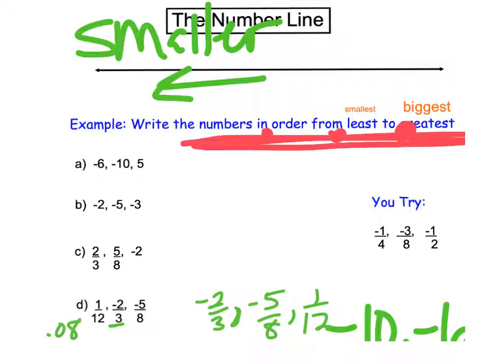Alright, you try this one, pause the video, and come back. And here's that final answer. Again, with all the negatives, you're kind of thinking in reverse. If you ever have trouble with this too, you can plot them on a number line, and that will help you as well.